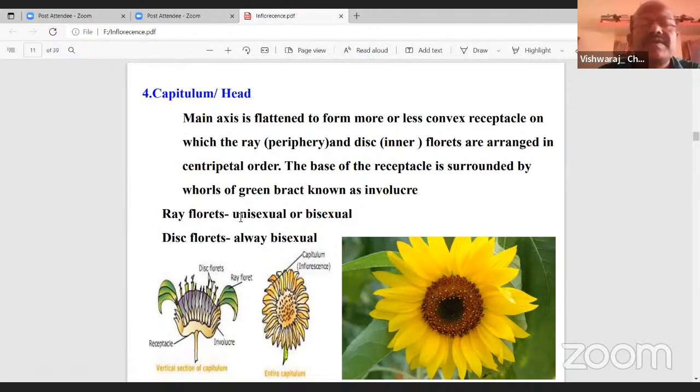Ray florets are unisexual or bisexual, but disc florets are always bisexual. There is no involucre on the ray florets. The ray florets are peripheral and the central ones are disc florets. On the disc florets, seeds are produced.